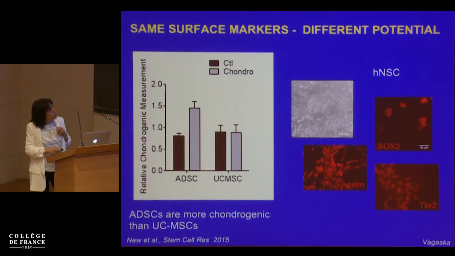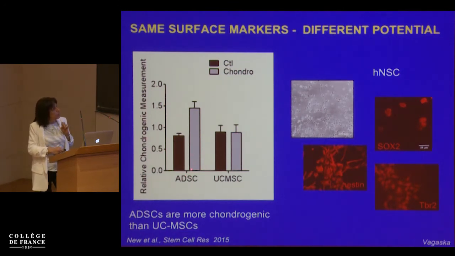And the other important thing among the mesenchymal cells themselves is that once you differentiate them, they display a different differentiation potential.